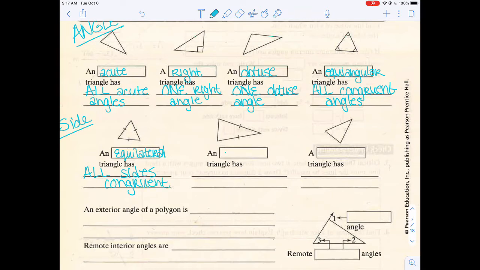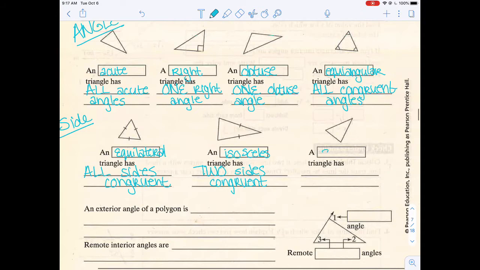Then we have one over here that's an isosceles triangle. And that means that it has 2 sides congruent. So equilateral has 3 sides congruent. Isosceles has 2. Scalene, the scalene triangle has no sides congruent. Each one is its own length.